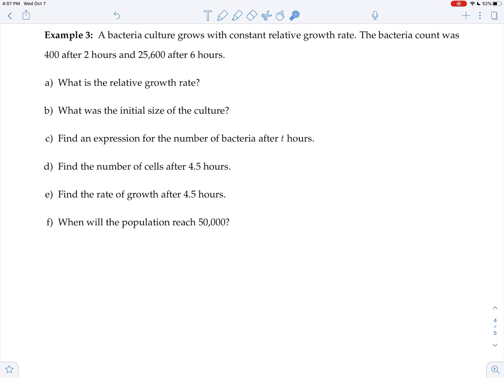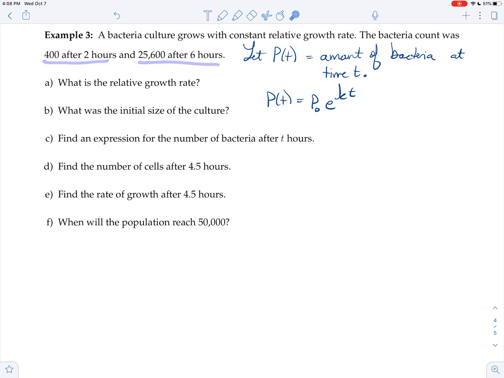For us, T is going to be time in hours, and we're going to let P of T equal the amount of bacteria at time T. We know that P of T, by our assumption, is going to look like P naught e to the KT, and our job is to find P naught and K. Part A says find K. So I want to translate this information in terms of our function P.